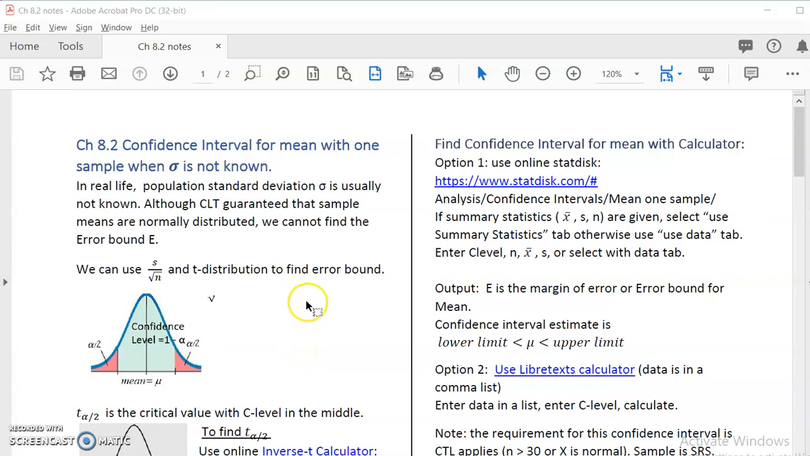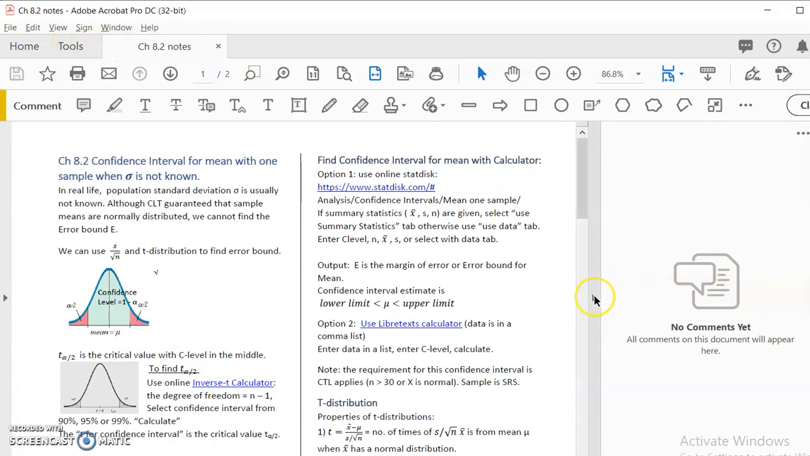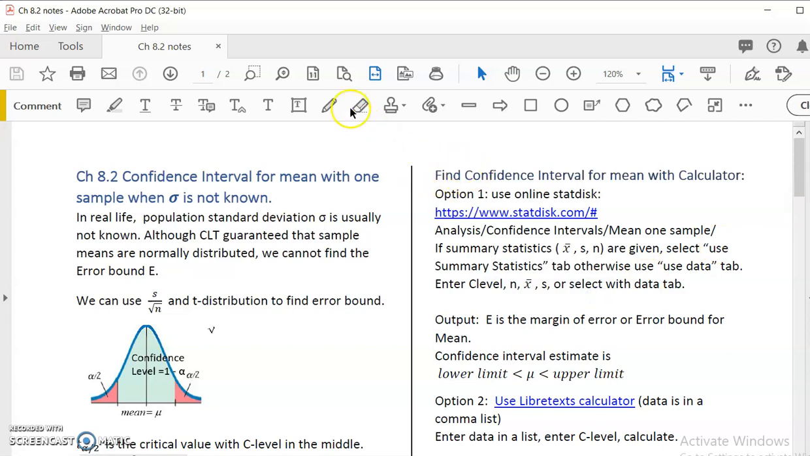Hello, statistics student. This video is for chapter 8.2, confidence interval for mean with one sample when sigma is not known. So this is very similar to 8.1. Our goal is to find the confidence interval for the population mean. But the problem is we don't have sigma, which is quite common.